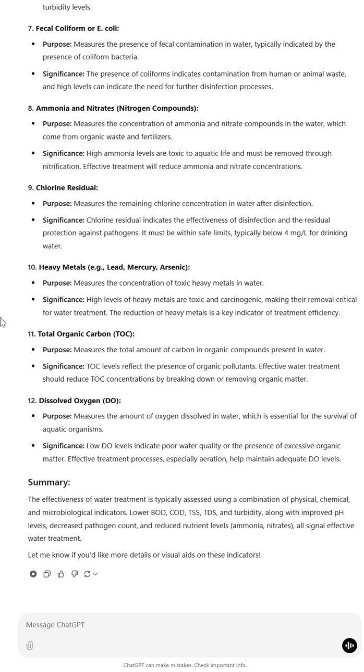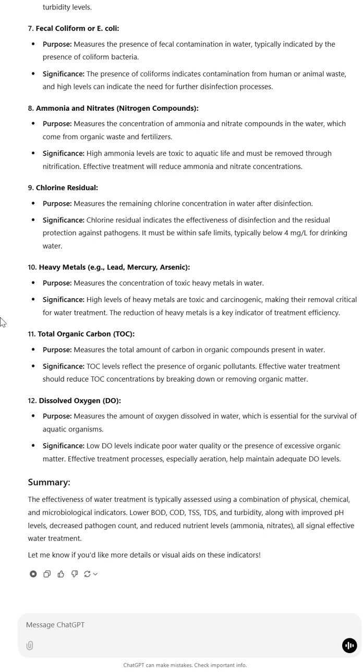12. Dissolved oxygen. Purpose: measures the amount of oxygen dissolved in water, which is essential for the survival of aquatic organisms. Significance: low DO levels indicate poor water quality or the presence of excessive organic matter. Effective treatment processes, especially aeration, help maintain adequate DO levels.